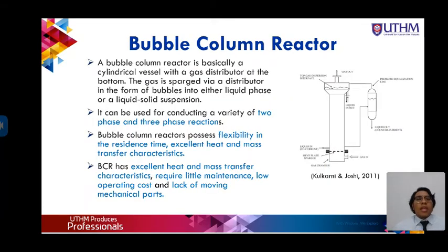Then, about the bubble column reactor. A bubble column reactor is basically a cylindrical vessel with gas distributed at the bottom. The gas is passed via a distributor in the form of bubbles into either a liquid phase or a liquid-solid suspension. As we can see on the right side, it is a schematic diagram of a bubble column reactor.